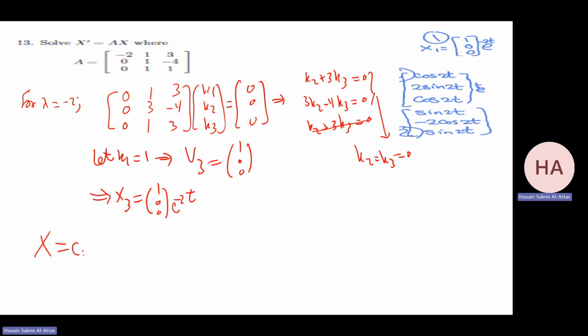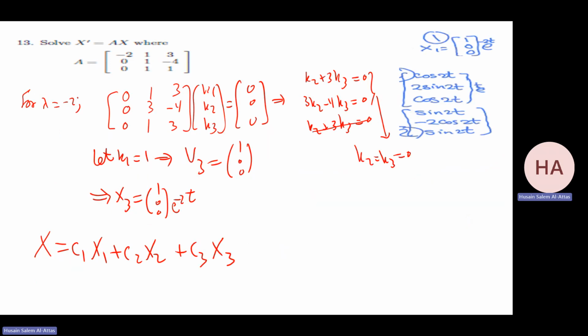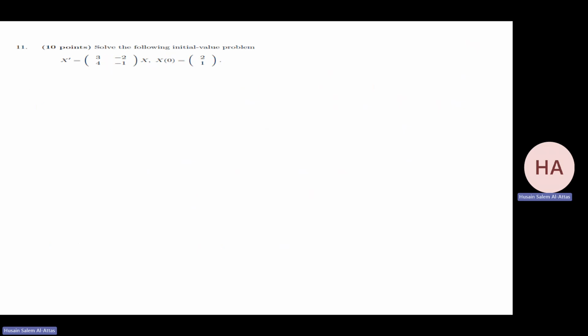So my solution will be C1 X1 plus C2 X2 plus C3 X3. If I do them, yeah, I think it will be the same. It will be okay. So this will be my answer. Now 2 by 2. Solve the following initial value problem. We need to do this.